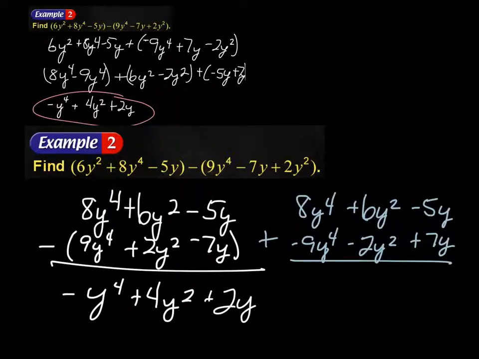You could also do like we did in the horizontal format and change the second polynomial to plus the opposite. And what do you know? Now we're going to get the same answer all 3 times. Do you need to do one problem 3 times? No. I'm giving you 3 different methods you could use for the same problem.